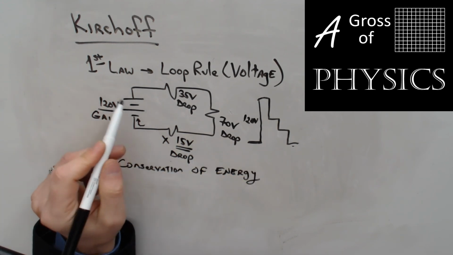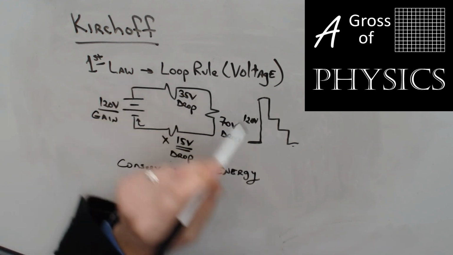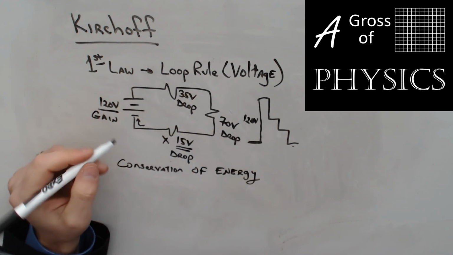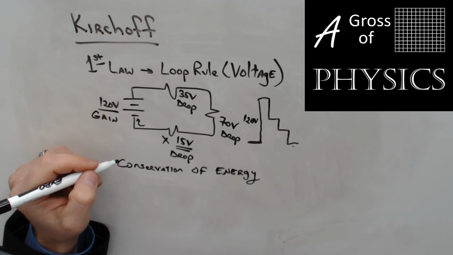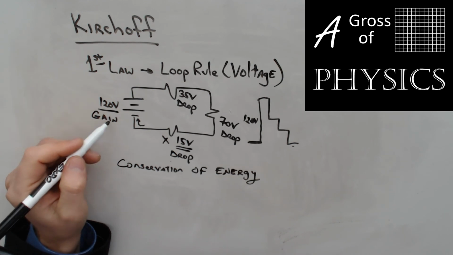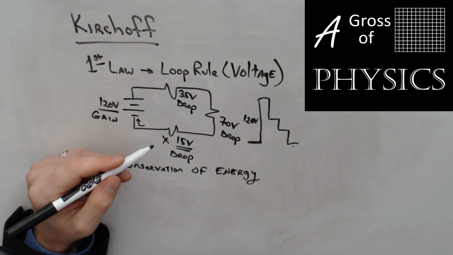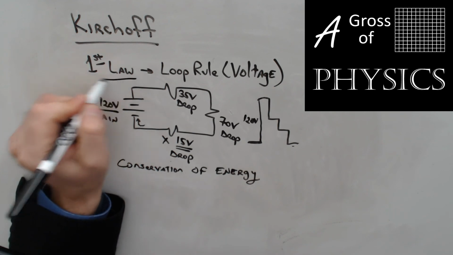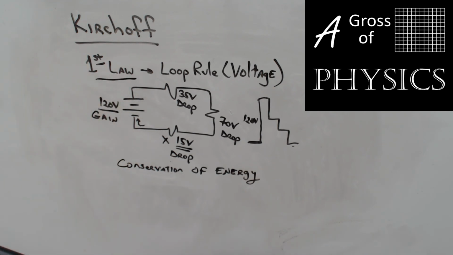And no matter what loop you have in a circuit, if you go around a complete loop, the energy of the loop has to be conserved. So the voltage gains have to equal the voltage drops. So that's Kirchhoff's first law, known as the loop rule.